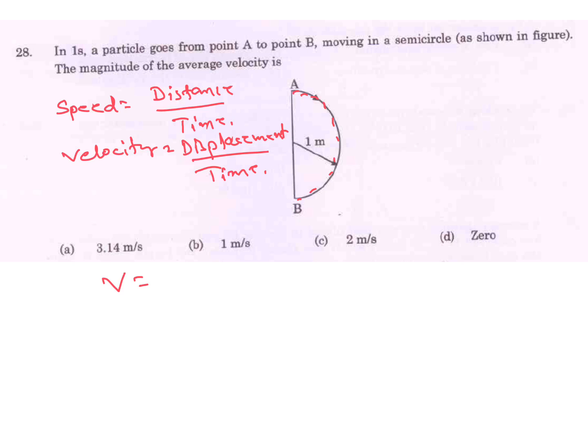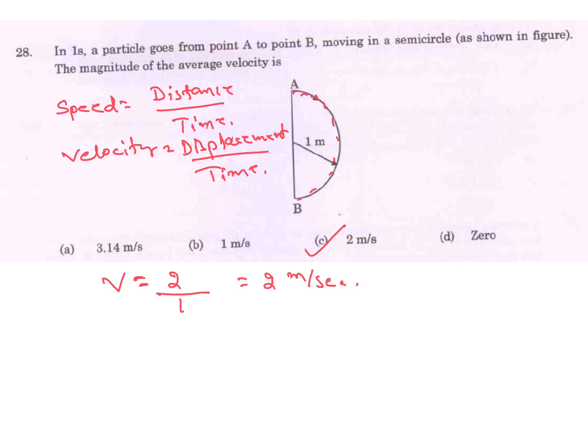Displacement is A to B. The radius is 1 meter, so A to B is 2r, the diameter, which is 2 meters. Divided by time of 1 second, it's 2 meters per second. From the options, C is our answer.